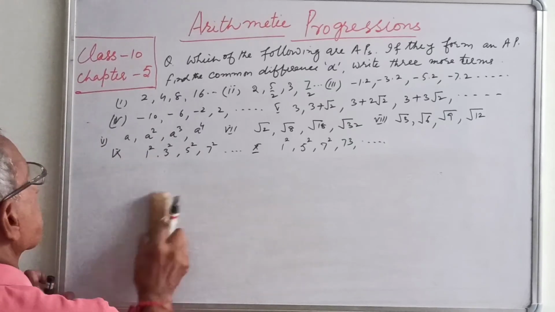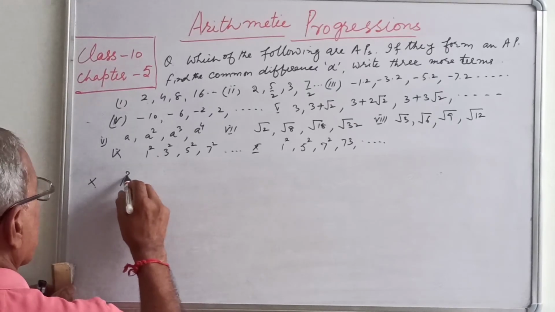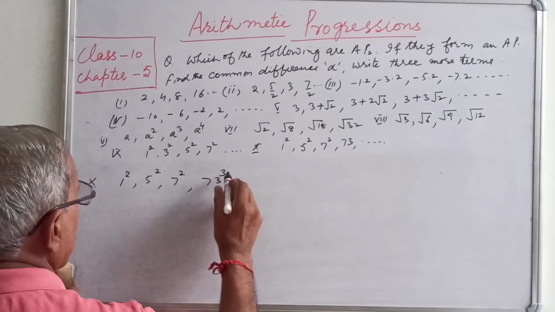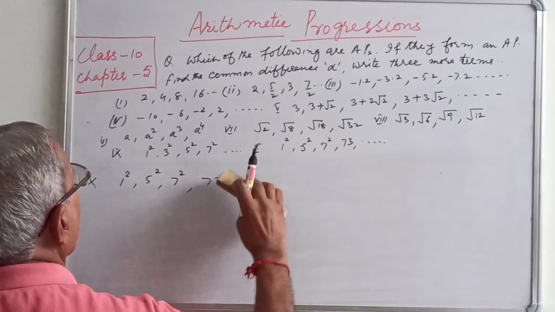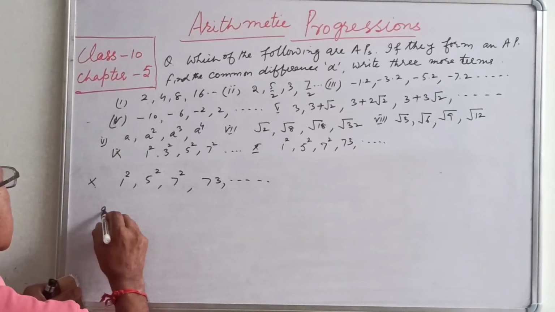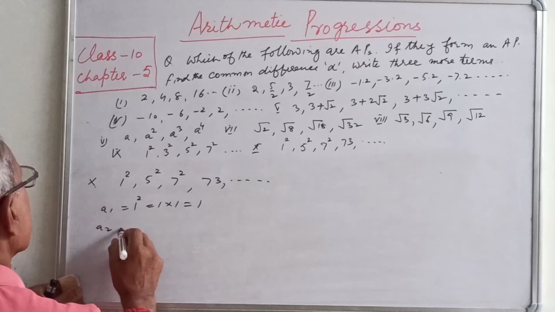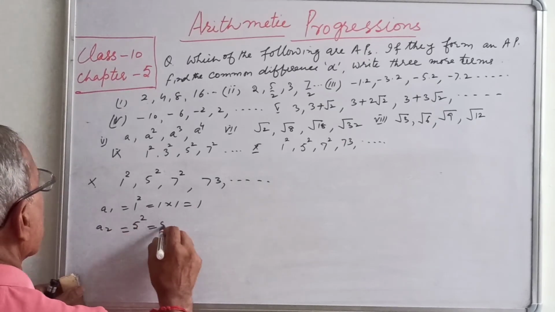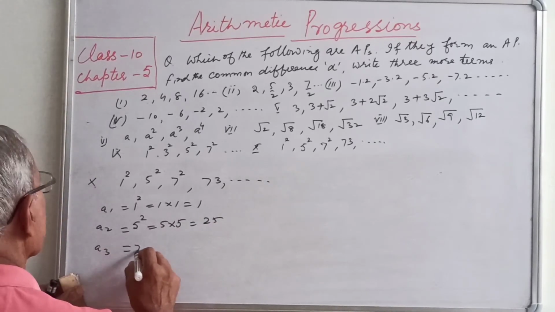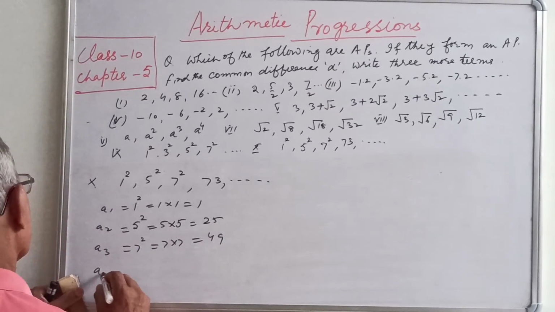नेक्स्ट पार्ट, 10th पार्ट। तो given sequence is square of 1, square of 5, square of 7 and 73. So A1 is square of 1, that is 1 into 1. So A2 is square of 5, 5 into 5, 25. A3 is square of 7, 7 into 7, 49. And A4 is 73.